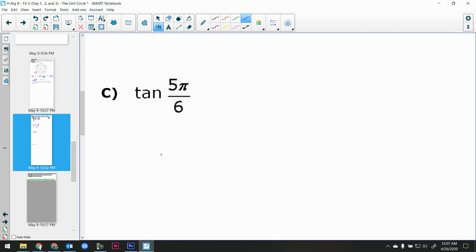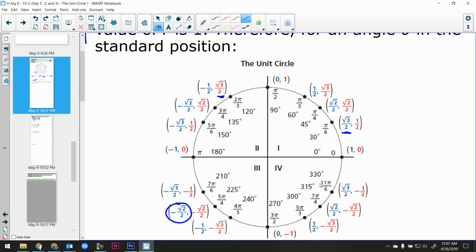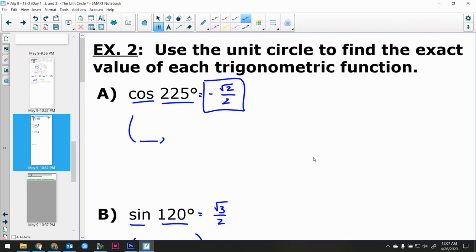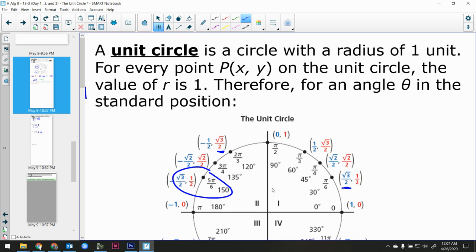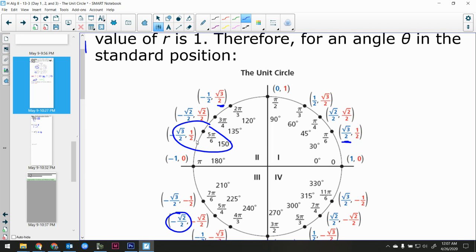Tangent of 5 pi over 6. Okay, so tangent, again, is y divided by x. And so I go to find 5 pi over 6, and I see it right here. Okay, and so the y value is 1/2, and the x value is negative radical 3/2. I'm just going to double check on that, make sure I got my x's and y's straight. Negative radical 3/2, look at 5 pi over 6, negative radical, okay, x comma y, good.